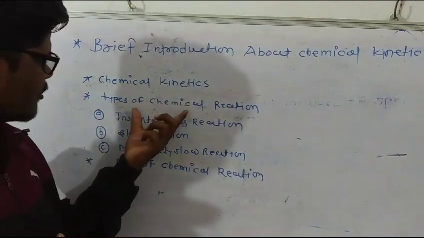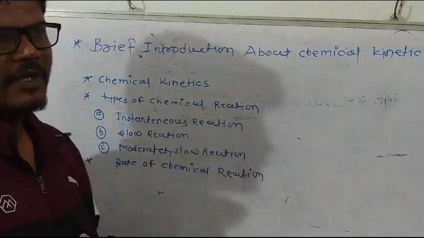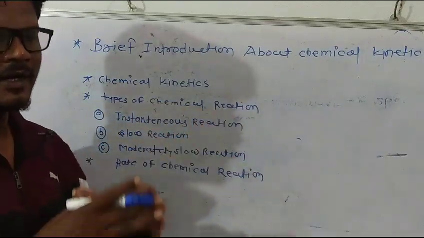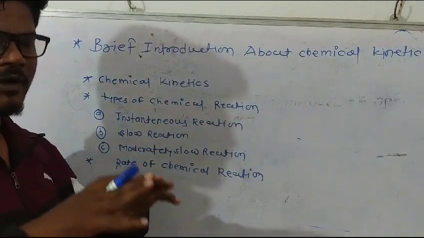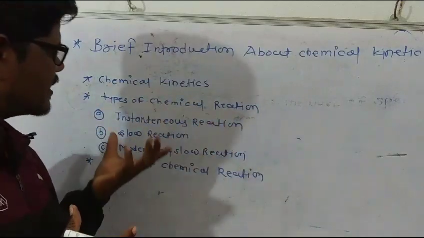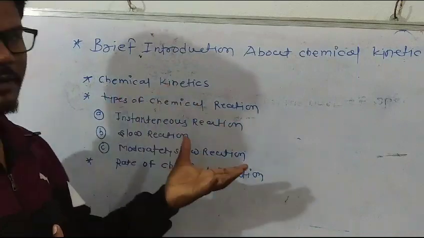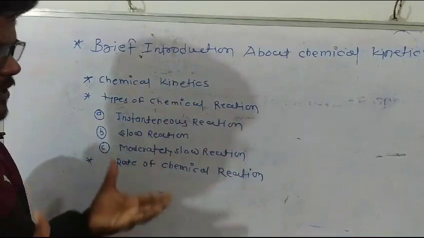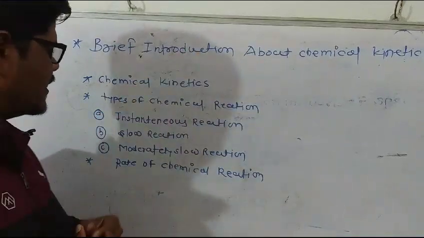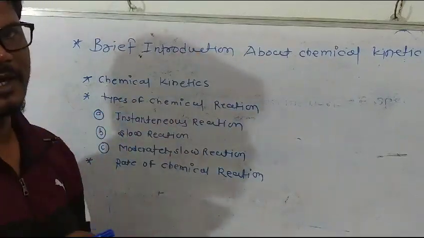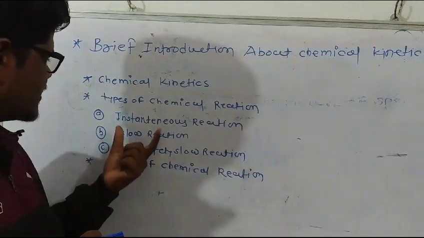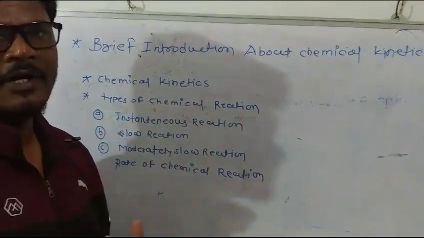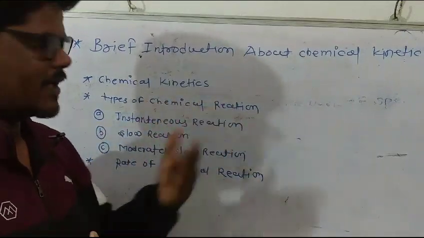After that, the topic is the types of chemical reactions. Right now in this topic we are not going to understand the types of chemical reaction on other bases. We will try to understand the types of chemical reaction on the basis of their speed. On the basis of their speed, in the field of chemical kinetics, there are mostly three types of chemical reaction. First is instantaneous reaction, or in other words it is also called a very fast reaction.